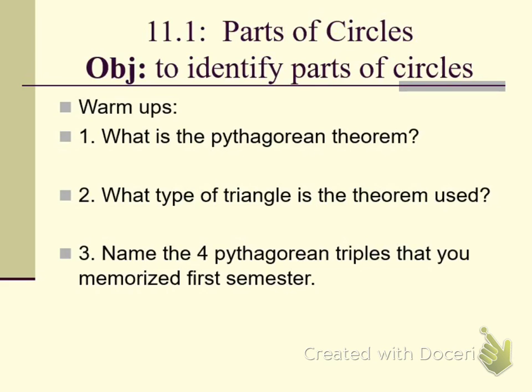What is the Pythagorean theorem? A squared plus B squared equals C squared. Okay, so that's not exactly the theorem, but that is the formula associated with it. That the sum of the squares of the sides of a triangle is equal to the square of the hypotenuse of that triangle. But that is only used for what type of triangles? Right triangles.